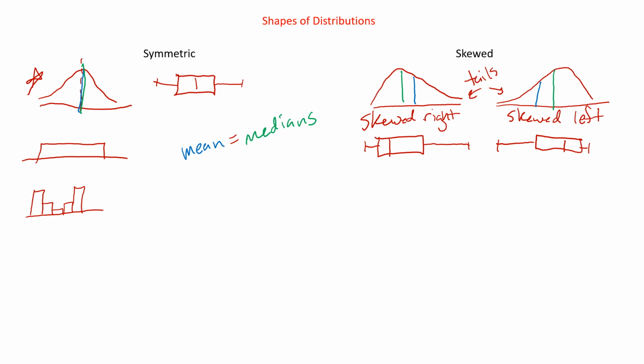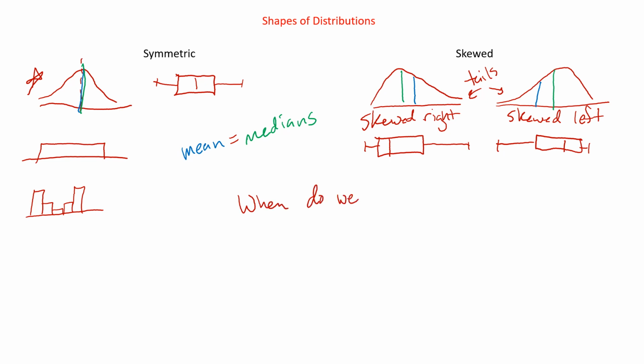So when we have skewed data, the mean gets pulled. The median doesn't get pulled all that much. The median is called resistant. It's resistant to outliers, while the mean is not. So what does that mean? Well, that means that we use a different center depending on the shape.